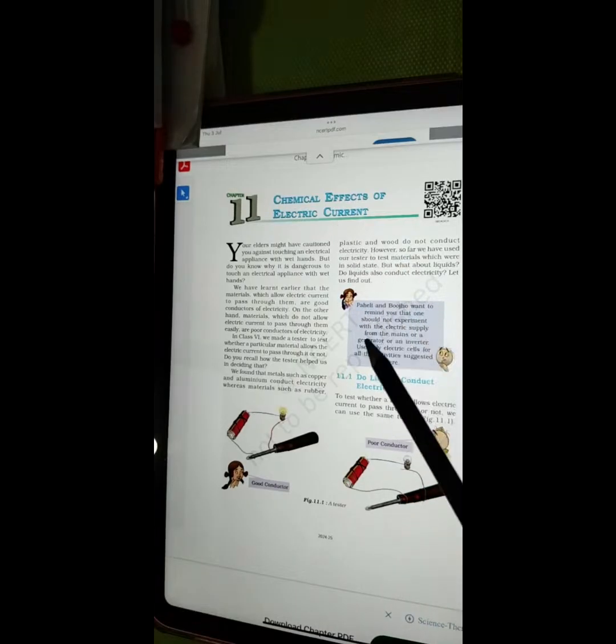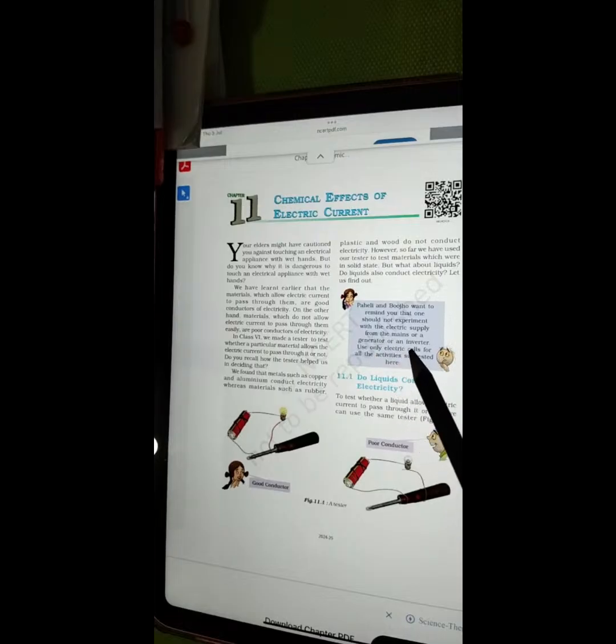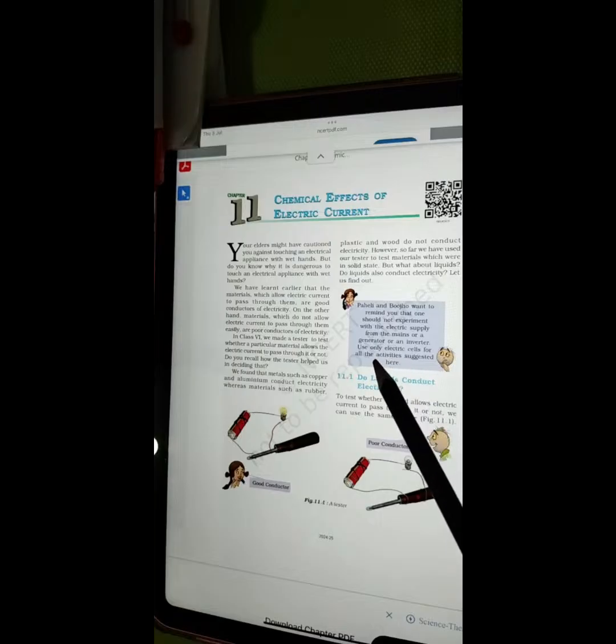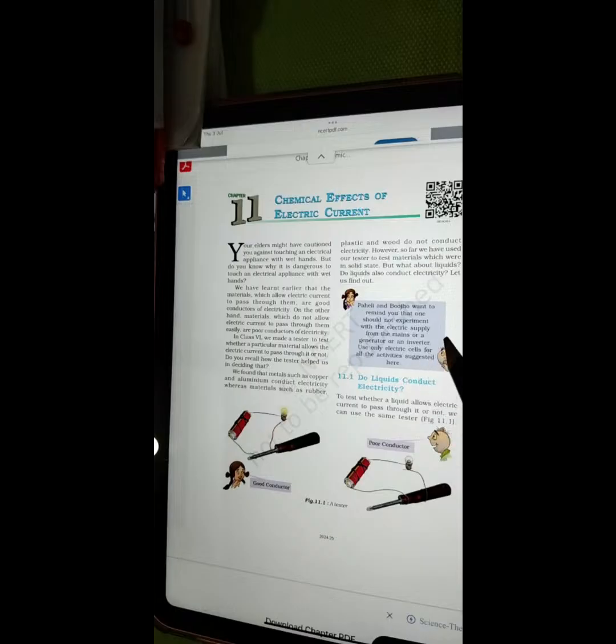Paheli and Bojo want to remind you that one should not experiment with the electric supply from the mains or a generator or an inverter. Use only electric cells for all the activities suggested here.